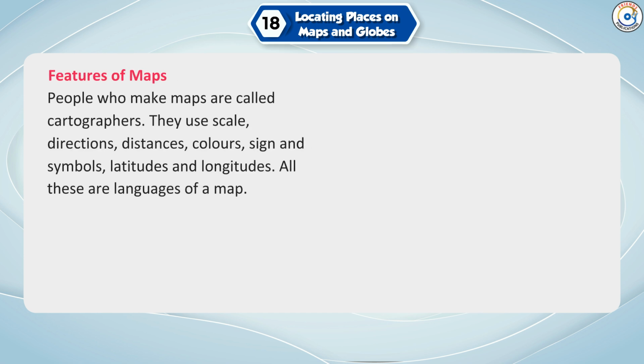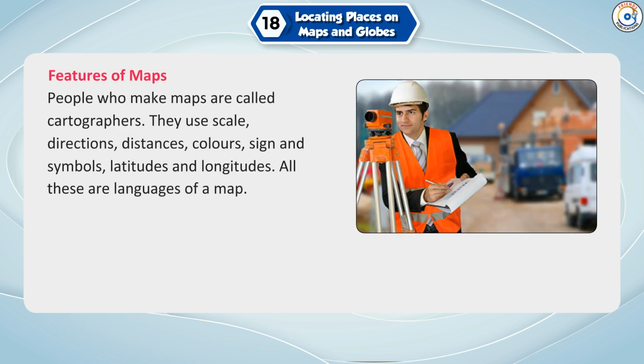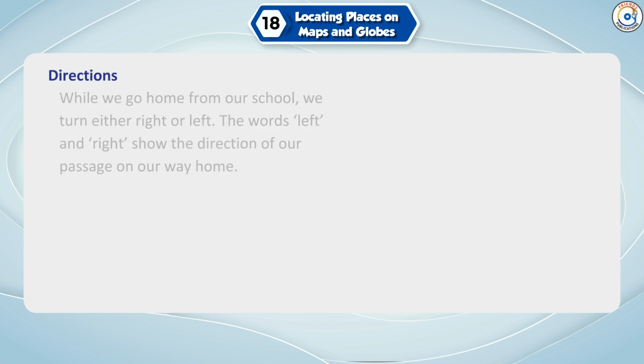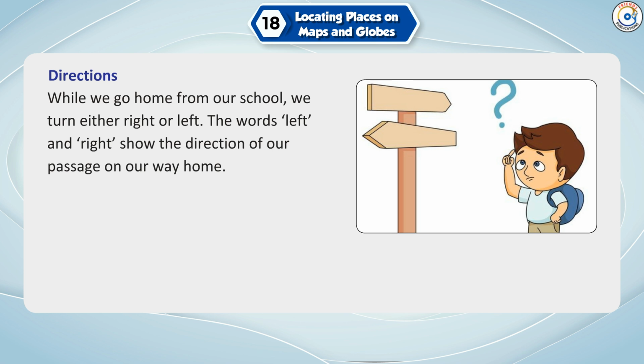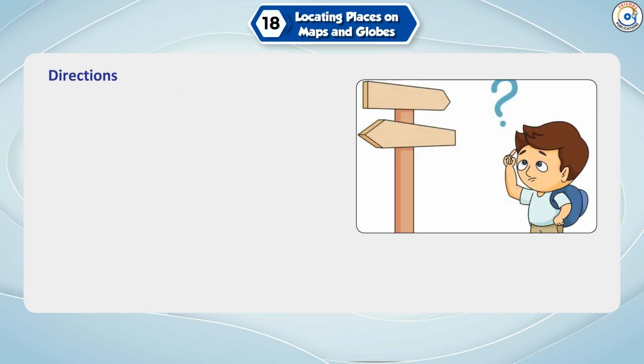Features of maps. People who make maps are called cartographers. They use scale, directions, distances, colors, signs and symbols, latitudes and longitudes. All these are languages of a map. Directions. While we go home from our school, we turn either right or left. The words left and right show the direction of our passage on our way home.